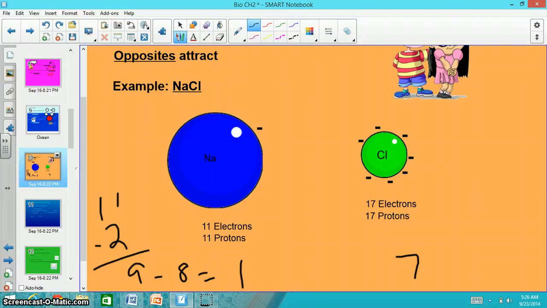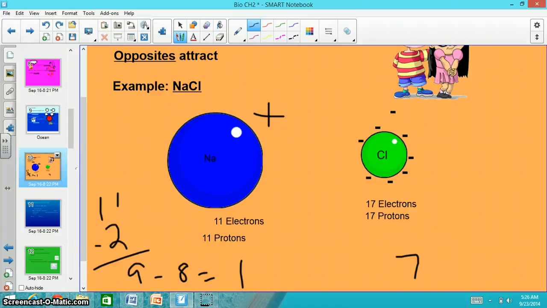Now it's a lot easier for sodium to give up an electron because it only has to give up 1, and then it's happy. Okay, so it's actually going to say, hey, I don't want this. I'm going to give it away. Okay, when it gives that electron away, it now has 10 electrons. Okay, and 11 protons, which causes a surplus of positive charge. So it looks like that. Okay, so sodium has a positive charge.